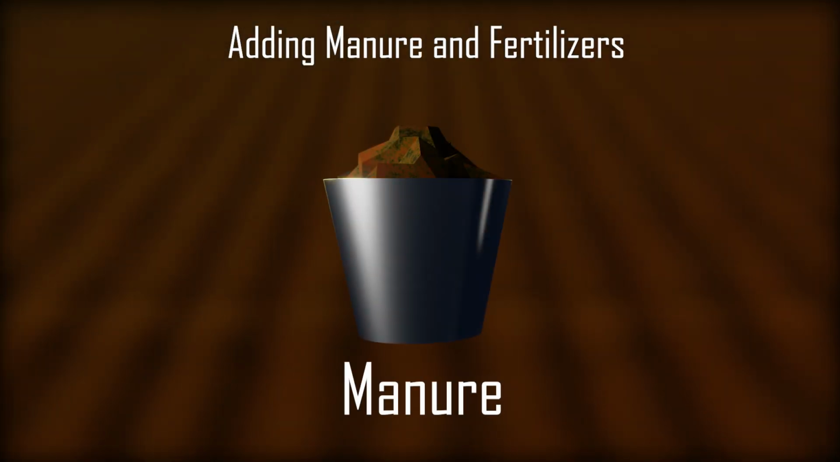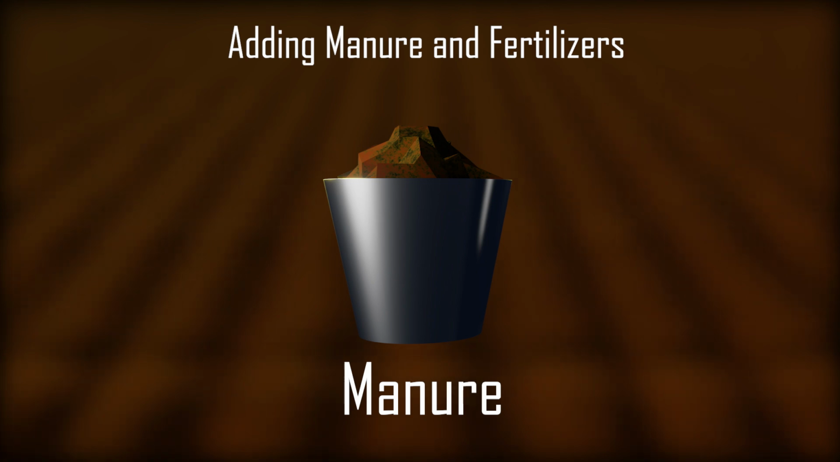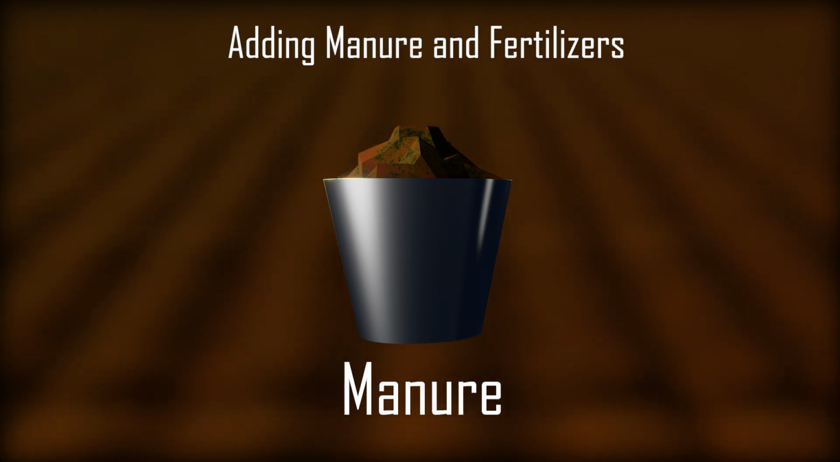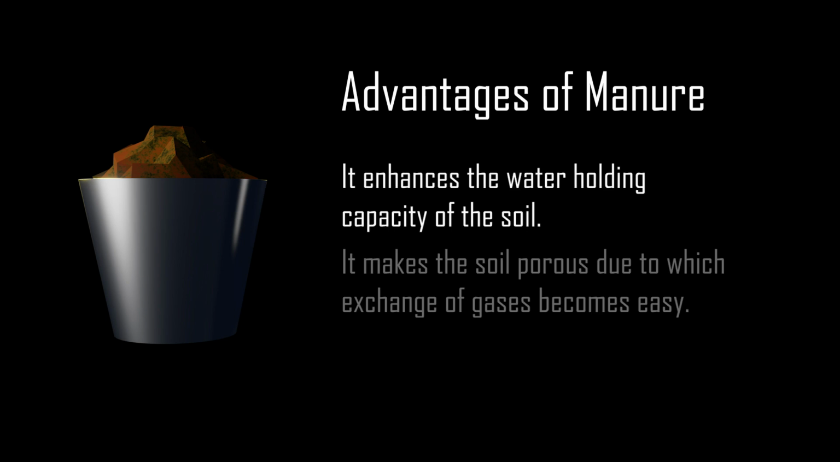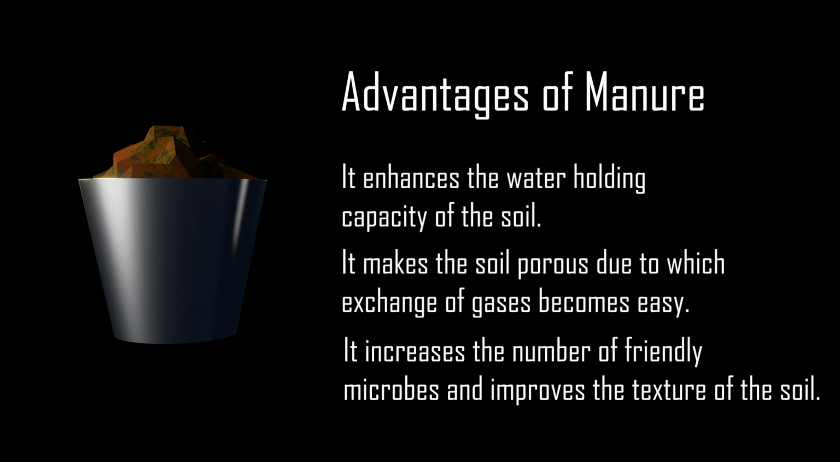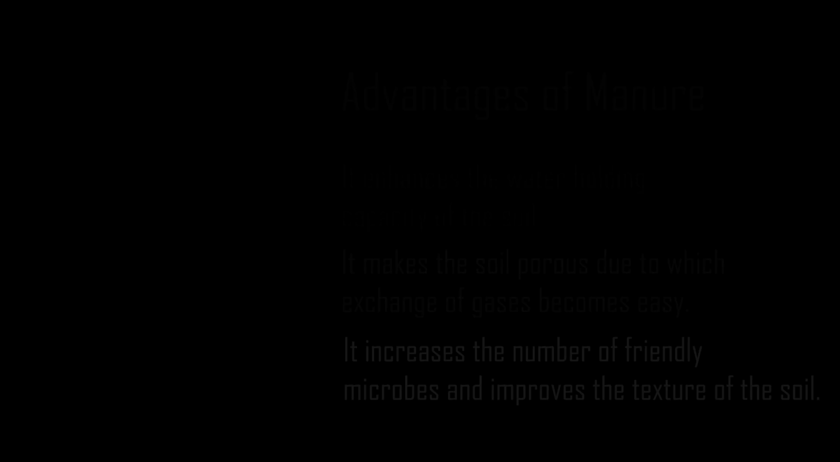Manure is an organic substance obtained from decomposed plant or animal waste. The decomposition of these plants or animal wastes is caused by some microorganisms. Some advantages of manure are: it enhances the water holding capacity of the soil, it makes the soil porous, and increases the number of friendly microbes in the soil.